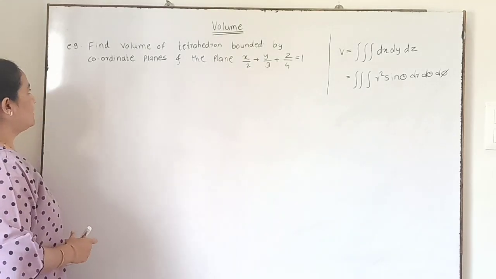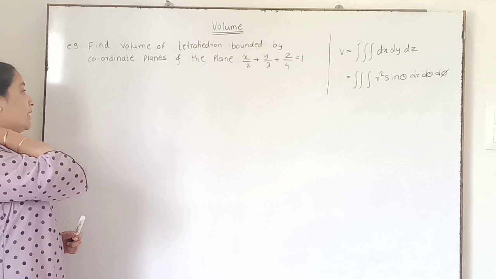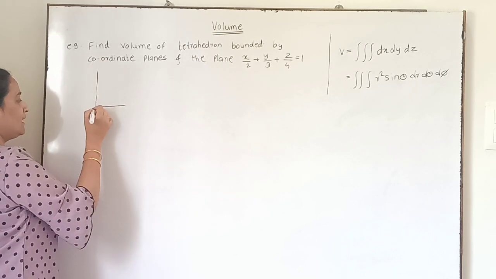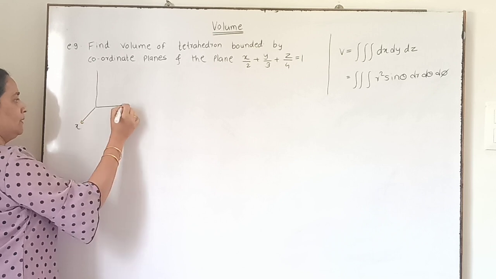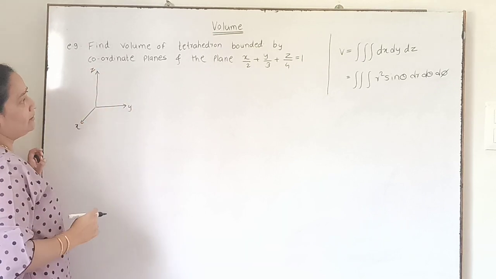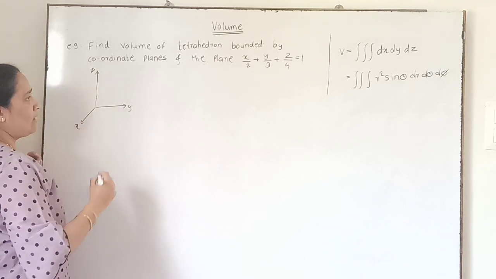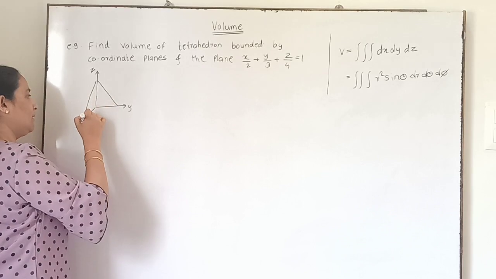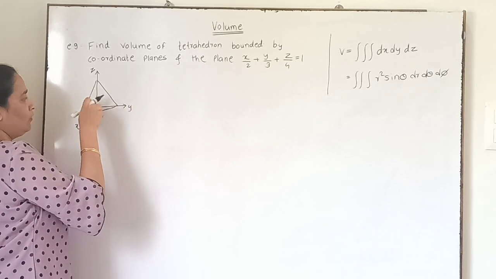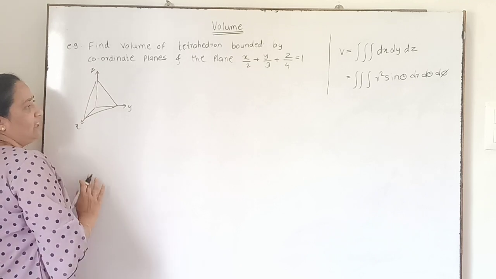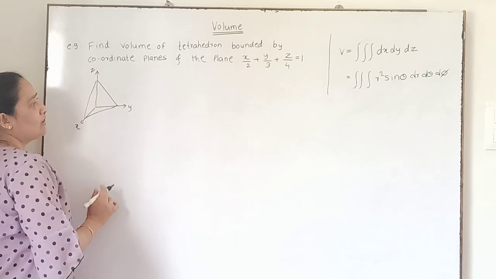Now if I take the example, find the volume of the tetrahedron bounded by the coordinate planes. Coordinate planes, that means XOY plane, YOZ plane and ZOX plane, and the plane x by 2 plus y by 3 plus z by 4, that is an inclined plane. So we want to find the volume of this tetrahedron. There are two methods. Directly also we can evaluate, or we can use the Dirichlet's condition.